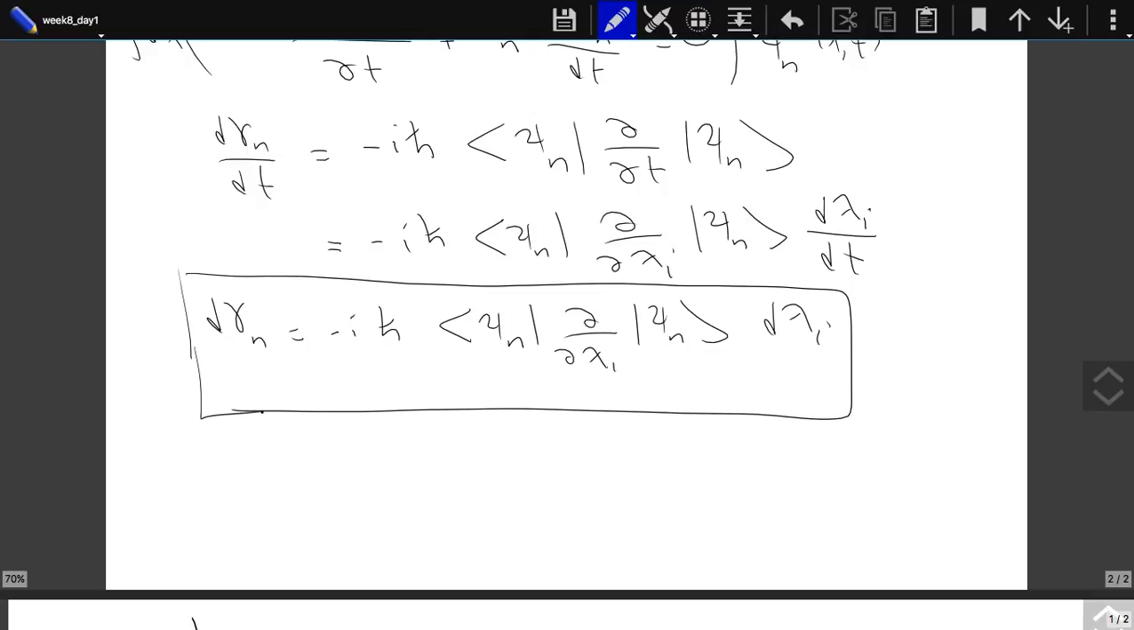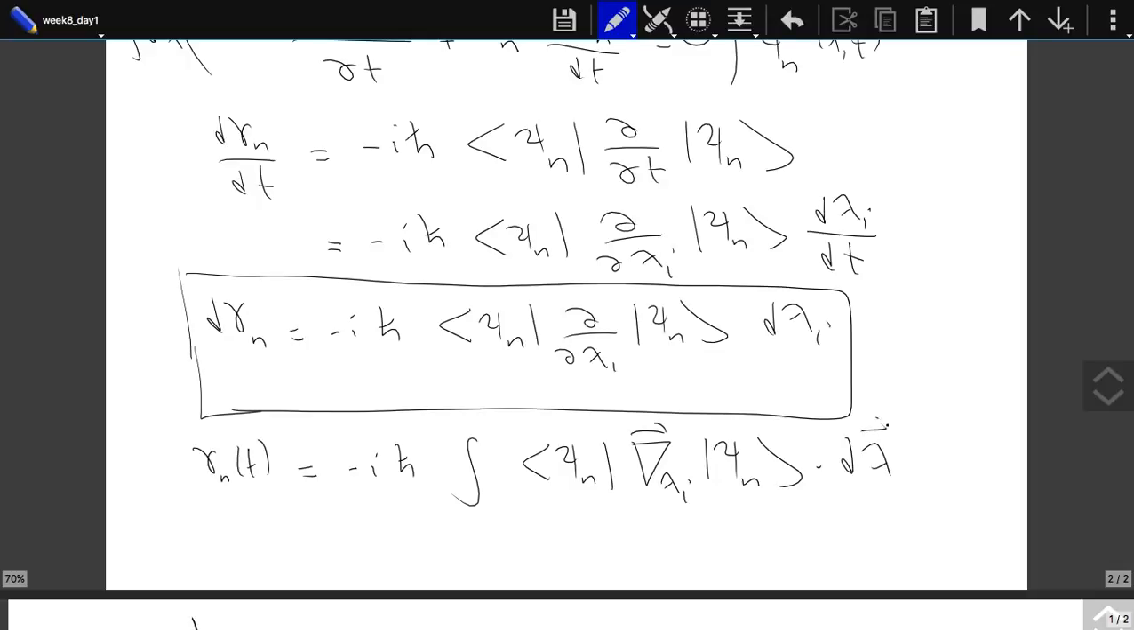Or you can solve this equation by integrating both sides, and you would get gamma n of t equal to minus i h bar integral of psi n star, the gradient with respect to lambda i of psi n, dot d lambda as a vector. So we might have many parameters changing, with lambda changing from lambda at t equal to 0, to lambda at the time t, whatever that is. So this is our phase.